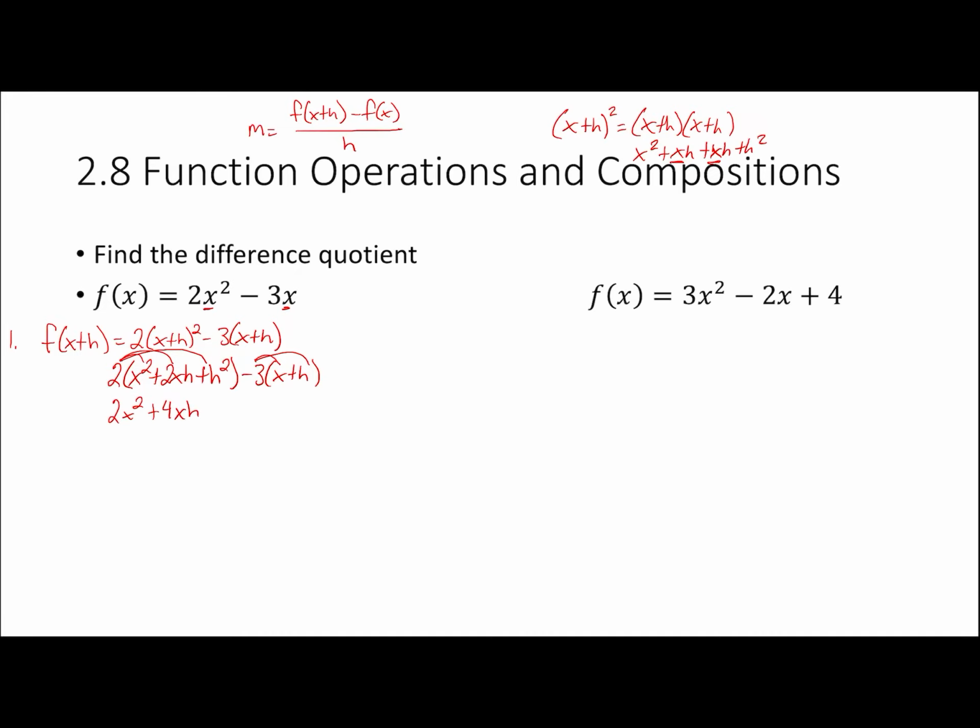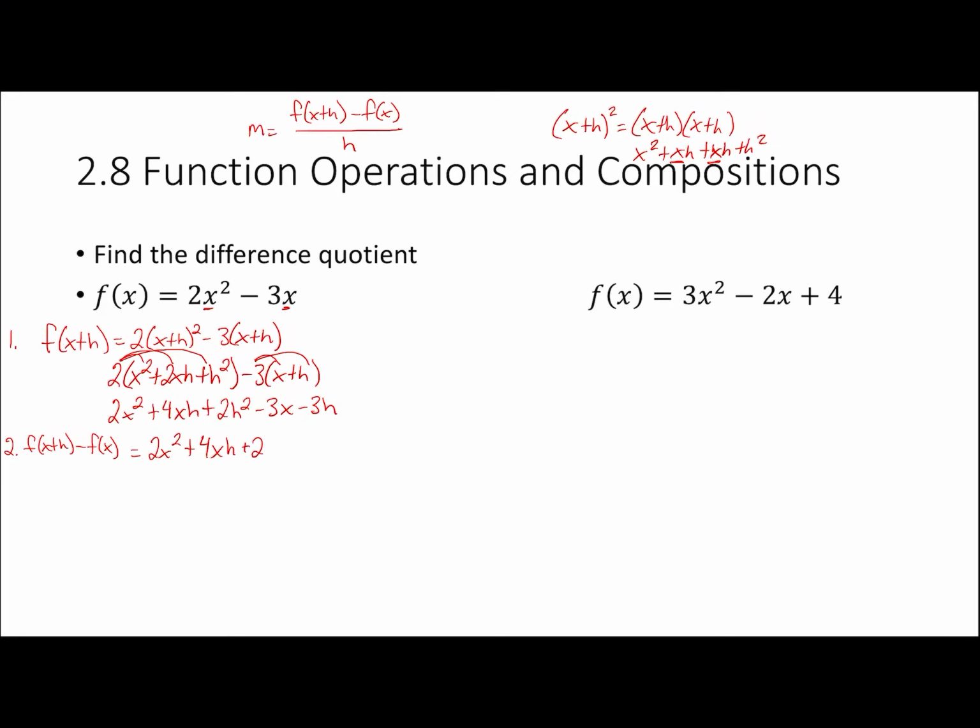So we'll distribute that and then also distribute that. And so we're going to have 2x squared plus 4xh plus 2h squared. And then when we distribute the negative 3, it's negative 3x minus 3h. Now, that is step number 1. We found f of x plus h. But step 2 says that we're going to find f of x plus h minus f of x.